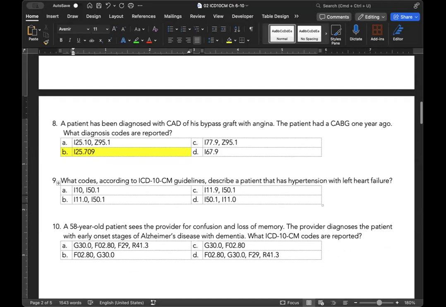All right. Let's look at number 9. So we have hypertension with left heart failure. What's our main term we're going to look up? Hypertension. Okay. Underneath hypertension, do we need to code the heart failure as well with our hypertension, or are they going to be separate codes?